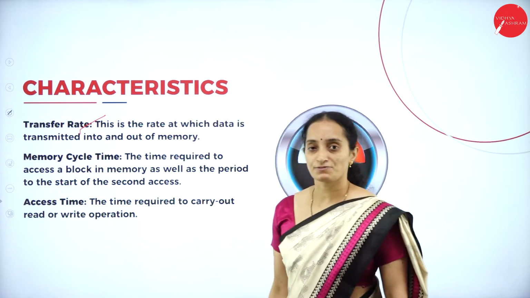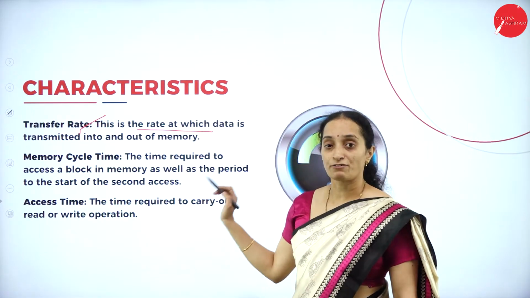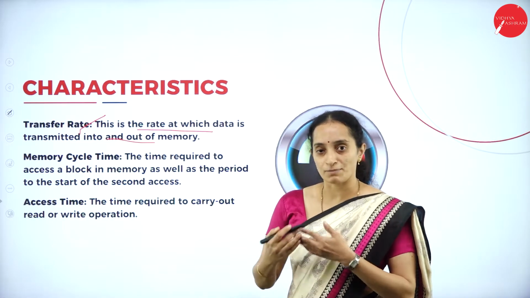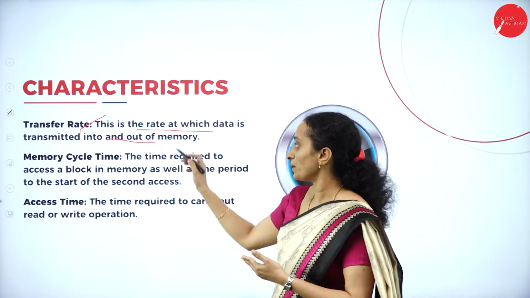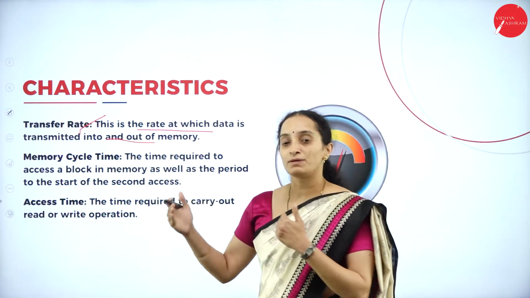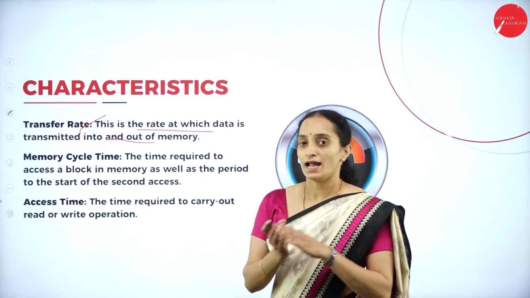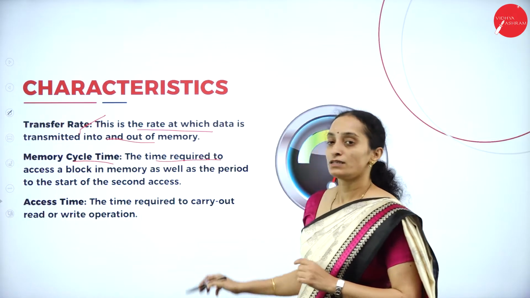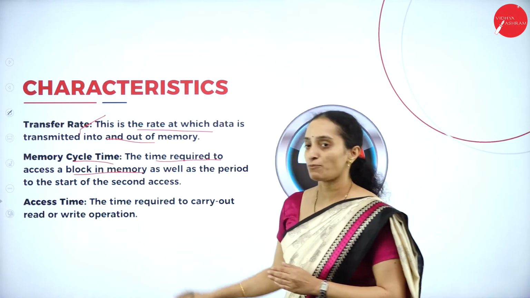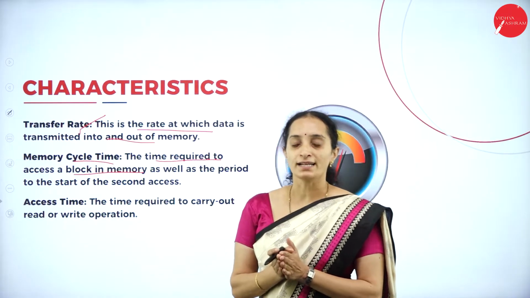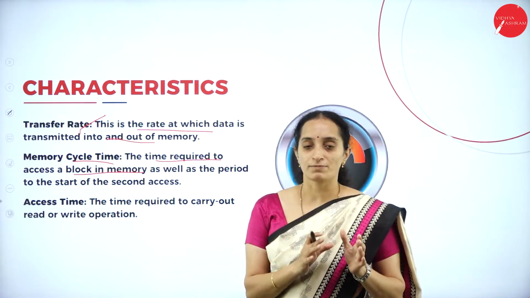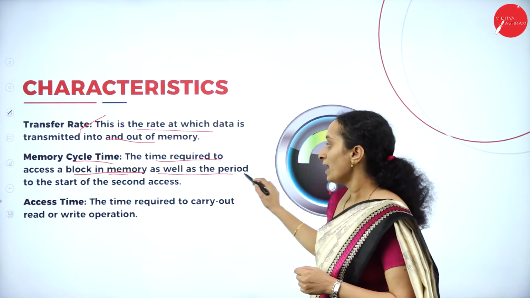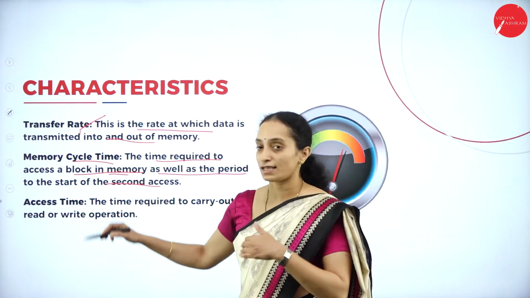One is the transfer rate. This is the rate at which data is transmitted into and out of the memory, which is coming into the memory or going out of the memory. That is the data transfer rate from memory and to memory. Then memory cycle time: the time required to access a block in memory. Memory will be divided into blocks and stored in the memory. The time required to access a block in memory, as well as the period to start the second access.